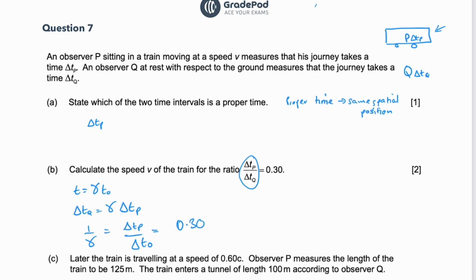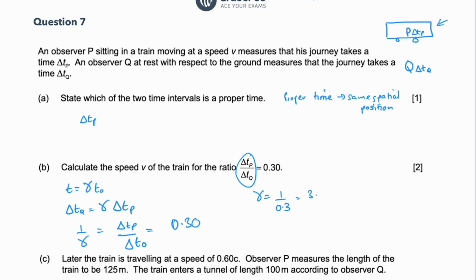We can use that because that means that gamma, and by gamma I'm meaning the term Lorentz factor, equals 1 over 0.3, which equals 3.33 recurring, which equals 1 over square root of 1 minus v squared over c squared. We need to rearrange for this to find what v squared is. So we're going to square both sides. So 11.111 recurring equals 1 over 1 minus v squared over c squared. We're going to work through to find out what v is, and you'll work out that v ends up at 0.95 c. Quite a lot of work for 2 marks, but that's how you do that question.